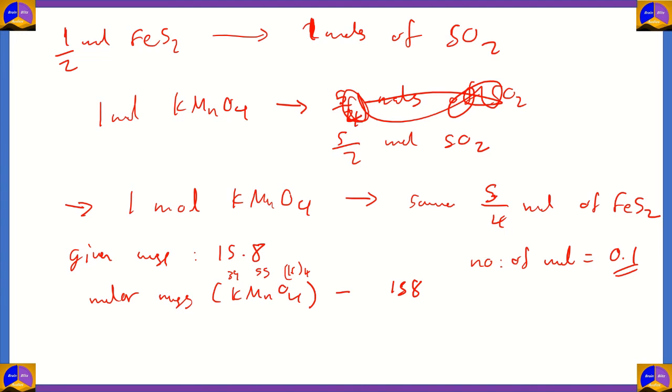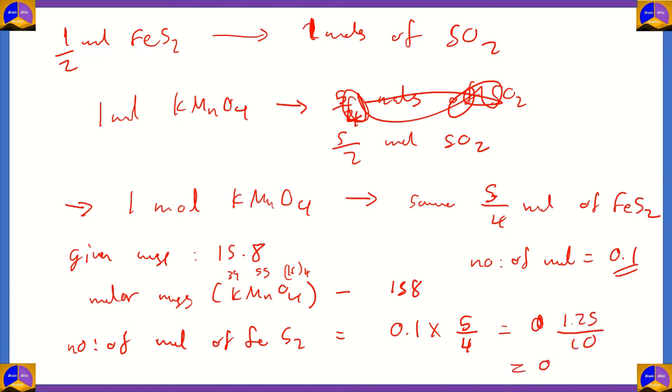So now we need to find out the number of moles of FeS2. What we do is we multiply the number of moles of KMnO4 times the number of moles of FeS2 required to have 1 mole of KMnO4 react with SO2. So that is 5/4. So basically we have 0.1 times 5/4. 5/4 is 1.25. 0.1 is 1/10. So 1.25 divided by 10. So 0.125 moles is the correct number of moles.